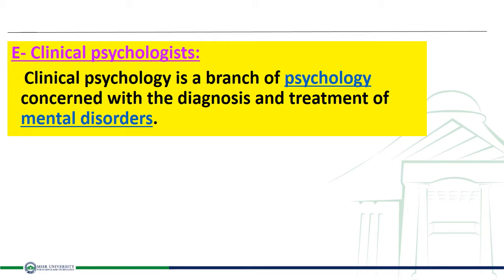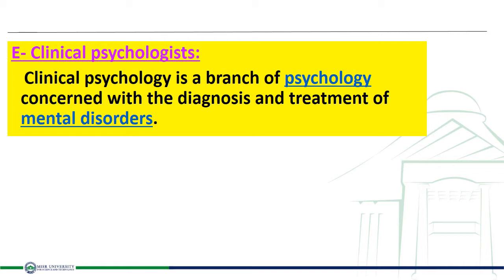What about the definition of clinical psychology and the clinical psychologist? We can define clinical psychology as a branch of psychology concerned with the diagnosis and the treatment of mental disorders. And you should be acquainted with the difference between clinical psychology as a discipline and abnormal psychology as a different discipline. Abnormal psychology is not an applied science, it is a basic science. In abnormal psychology, we understand, describe, and discover the laws and principles related to psychological disorders and abnormal behavior.